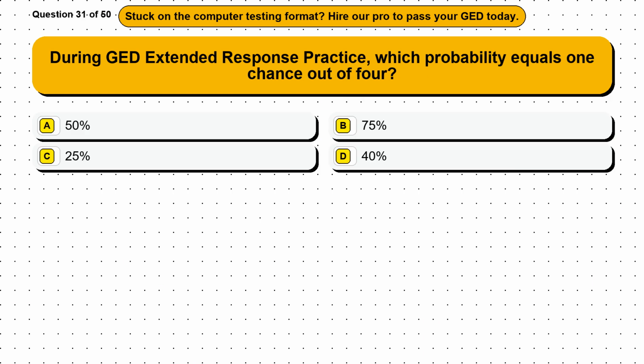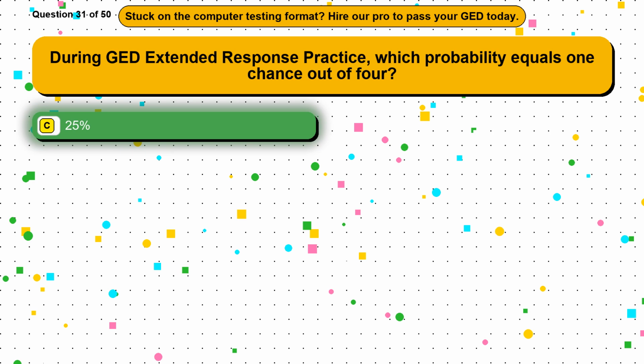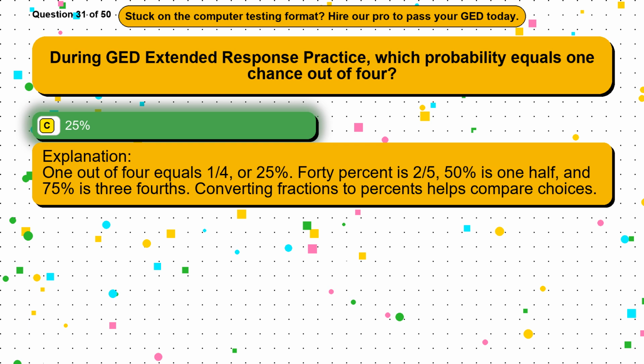Question 31. During GED Extended Response Practice, which probability equals 1 chance out of 4? Option A 50%. Option B 75%. Option C 25%. Option D 40%. The correct answer is option C. 25%. 1 out of 4 equals 1/4, or 25%. 40% is 2/5, 50% is 1/2, and 75% is 3/4. Converting fractions to percents helps compare choices.